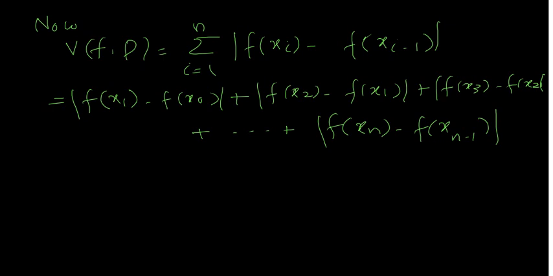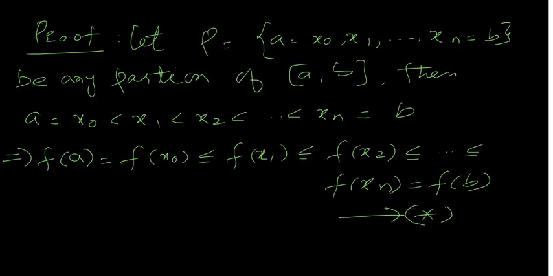Okay, that's this expansion of that finite sum. Now x1 is greater than x naught, so f of x1 is greater or equal to f of x naught. You can see this on the previous page, star: f of x1 is greater or equal to f of x naught, f of x2 is greater or equal to f of x1, so the difference f of x1 minus f of x naught is greater or equal to 0.